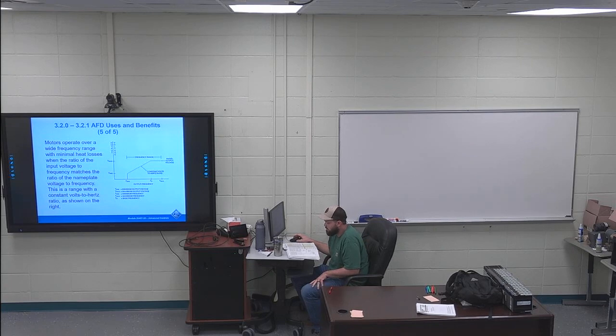So as long as that ratio is right, you'll be okay. This is a range with a constant volts to hertz ratio, as shown in figure 24, it provides constant torque from the motor. So from point frequency minimum to point FB, which is the base frequency, you have a constant volts to hertz ratio. I want you to circle that and highlight that, whatever you need to do. But from the frequency minimum to the base frequency, you have a constant ratio of volts to hertz.